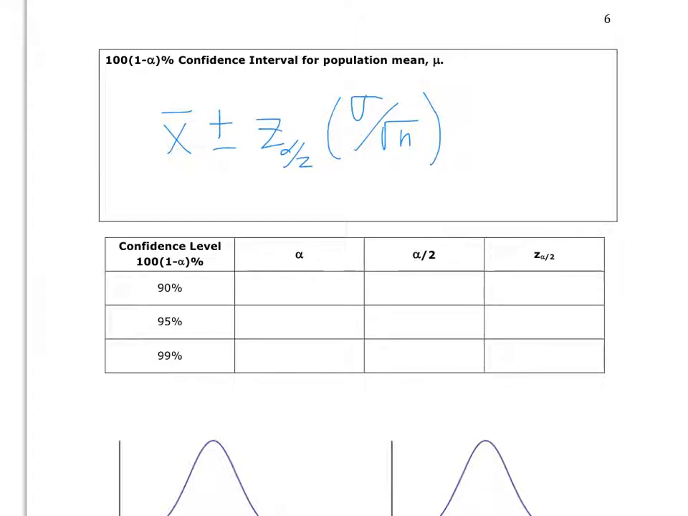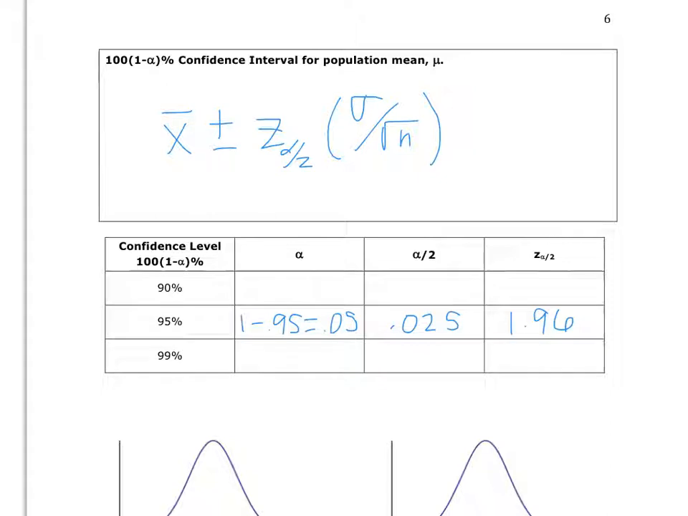95%, we've already figured that one out. Alpha is 1 minus 0.95, so alpha is 0.05. That means alpha over 2 is 0.025. And we found that the z-value is 1.96.